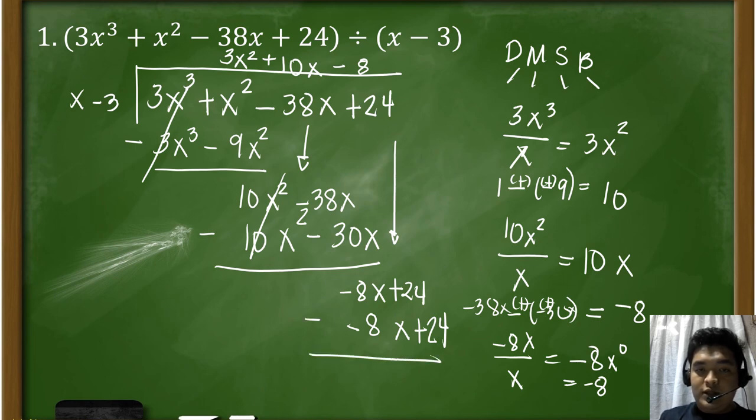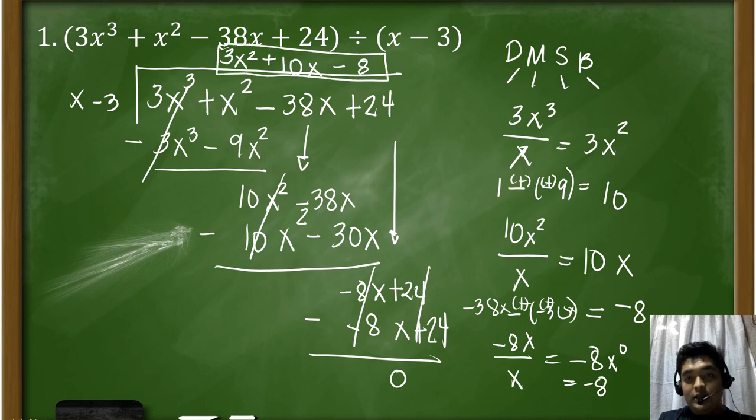So we subtract and get 0. Therefore, the quotient of 3x cubed plus x squared minus 38x plus 24 divided by x minus 3 is equal to 3x squared plus 10x minus 8. Now again, you can replay this part of our video. Next.